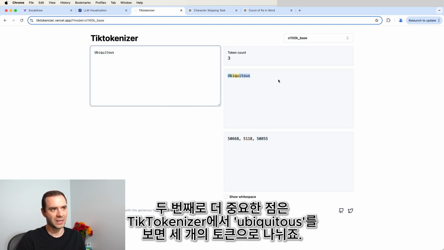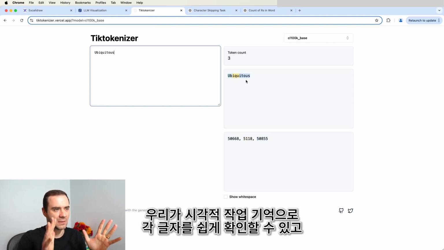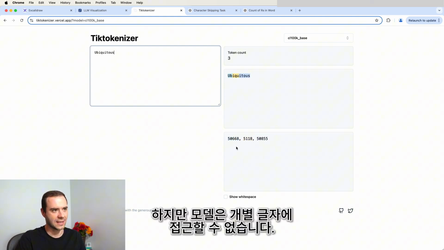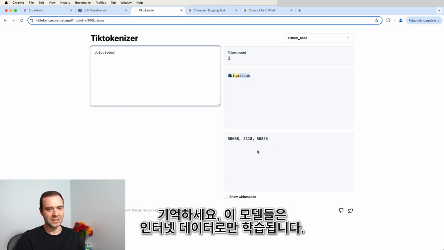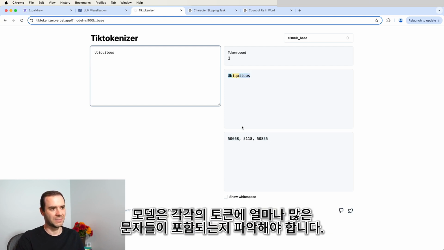You and I see ubiquitous, and we can easily access the individual letters because we see them. When we have it in the working memory of our visual field, we can easily index into every 3rd letter. But the models don't have access to the individual letters. They see this as these 3 tokens. And remember, these models are trained from scratch on the internet, and the model has to discover how many of all these different letters are packed into all these different tokens.